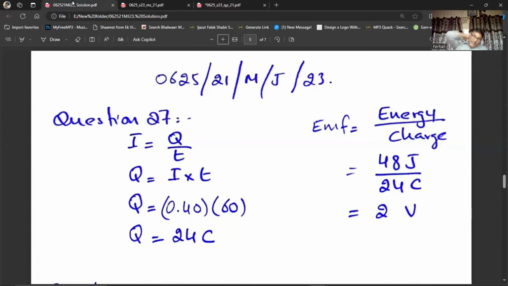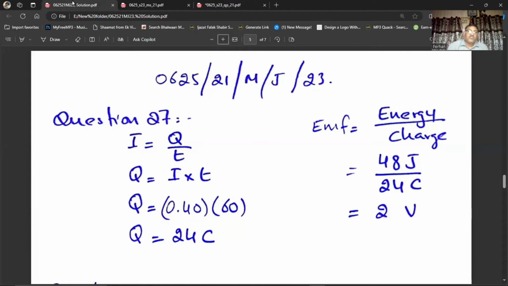Okay, so I is equal to Q by T, so Q is equal to I multiplied by T. I is 0.40 ampere. The time is 1 minute, which means 60 seconds. So 0.40 multiplied by 60 is 24 coulomb. So that means the charge is 24 coulomb.